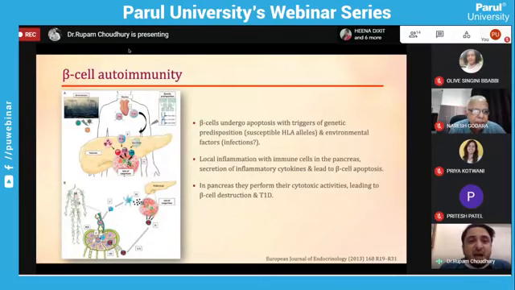This is interesting, how different cells attack the islet of Langerhans in the pancreas. The beta cell undergoes apoptosis with triggers of genetic predisposition like HLA alleles and environmental factors like the infections we talked about. Local inflammation with immune cells in the pancreas, secretion of inflammatory cytokines, lead to beta cell apoptosis. The immune cells then perform their cytotoxic activities, leading to beta cell destruction and type 1 diabetes mellitus.